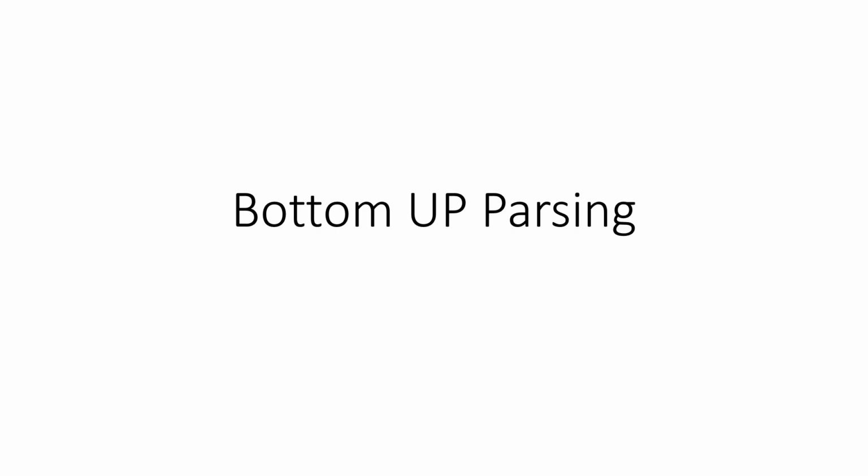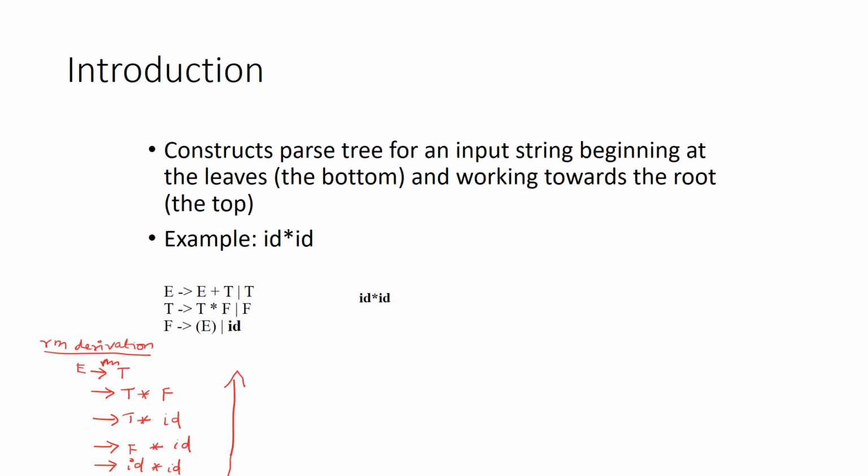Dear learners, in this class we are going to discuss bottom-up parsing. In bottom-up parsing, construction of a parse tree for an input string begins at the leaves, that is at the bottom, and works towards the root, that is the top. For example, consider this example. This is your input string. We have to derive this input string from this grammar.